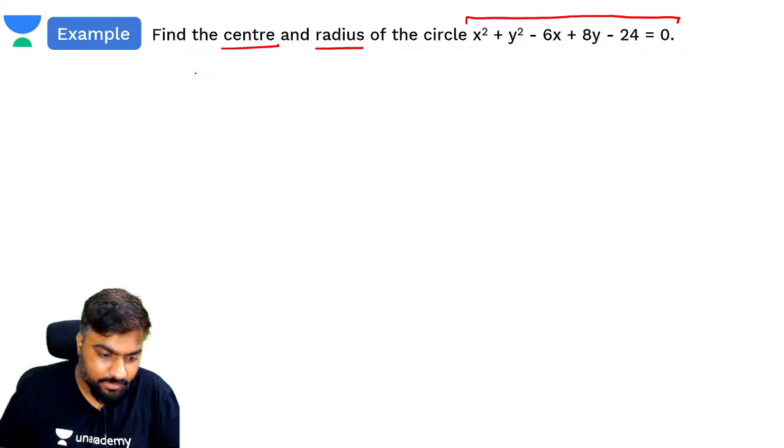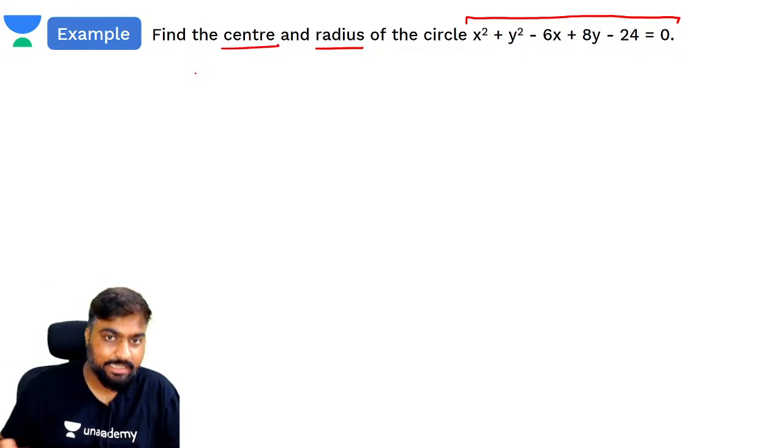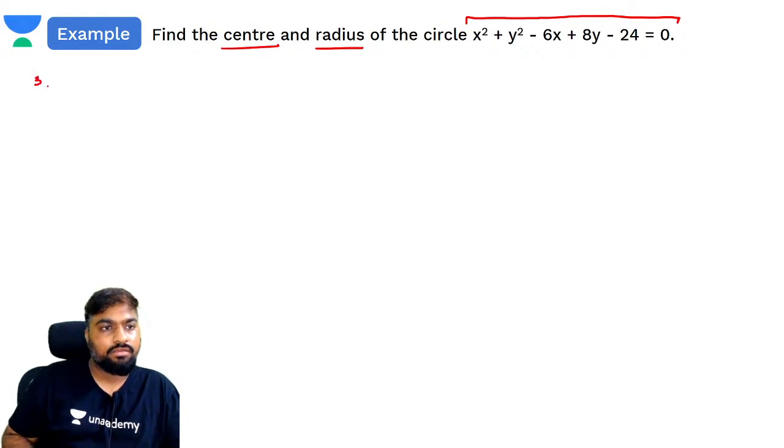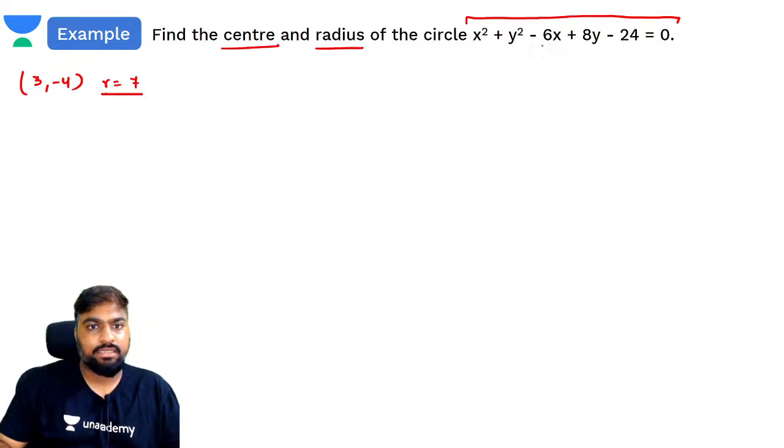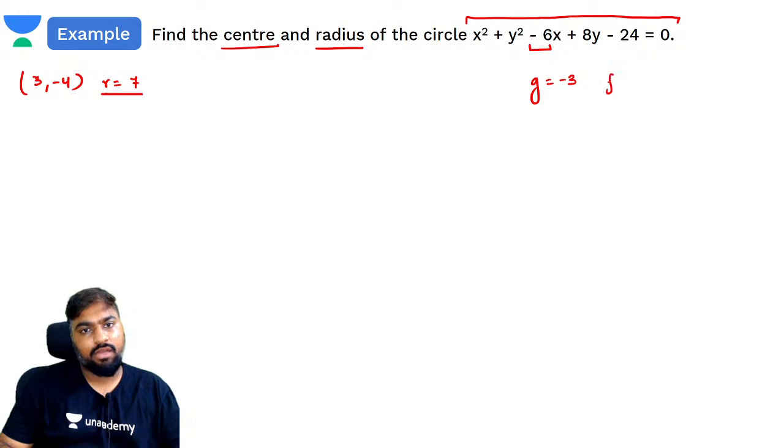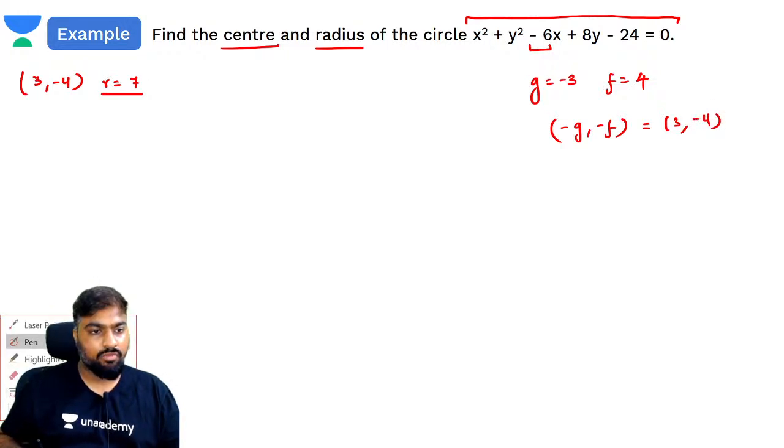Center is 3 comma minus 4, and radius is 7. So what do you do for center? Take the coefficient of x, which is minus 6. Half of it, positive, and the negative goes inside, so your g becomes minus 3, and your f becomes, divide this by 2, 4. Center is given by minus g comma minus f, which is minus of minus 3, plus 3 comma minus 4.